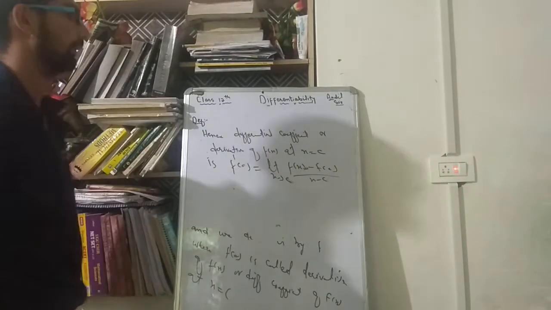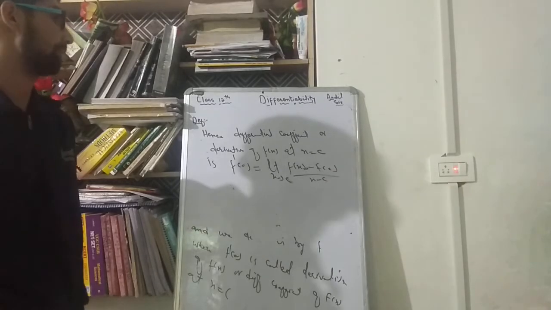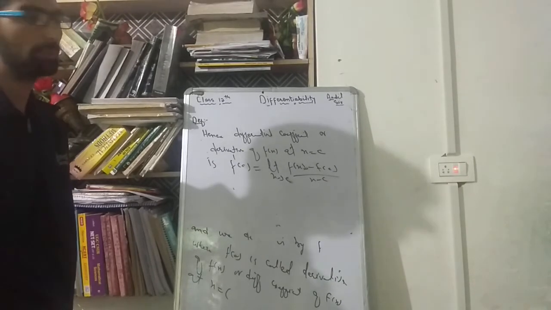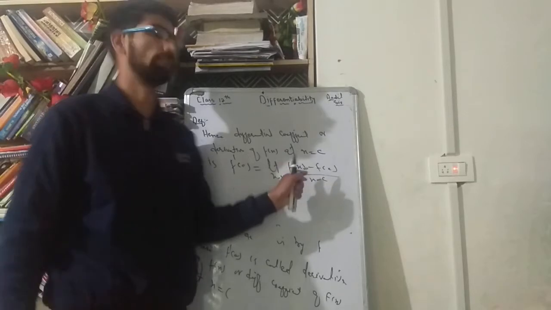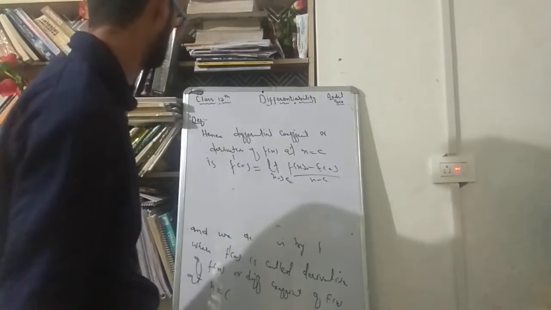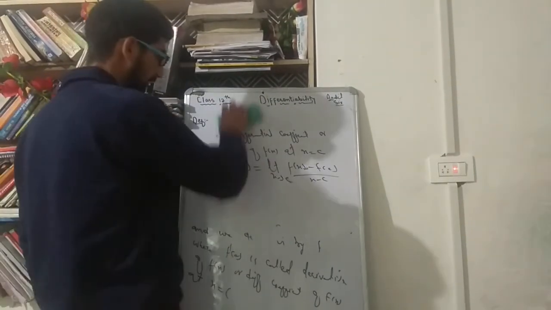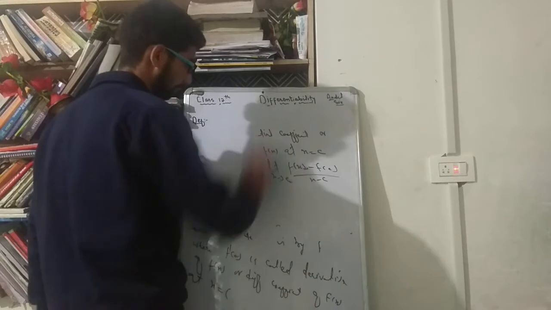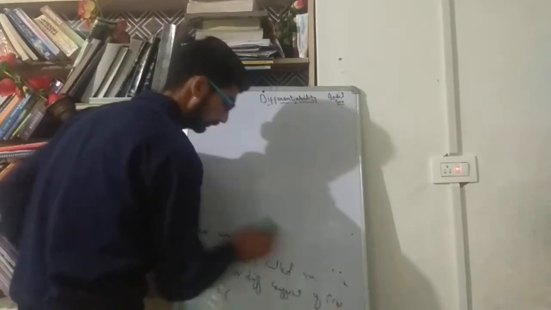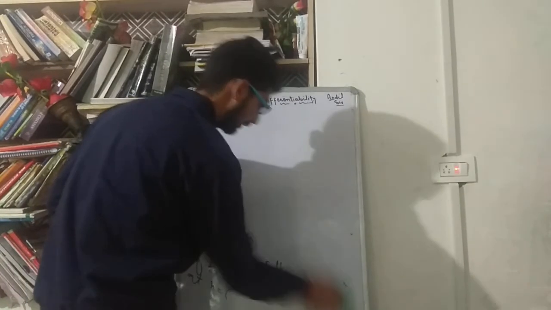So the condition for a function to be differentiable is that the limit as x tends to c of this thing must exist. Then we can say the function is differentiable at that point. So you write another definition.